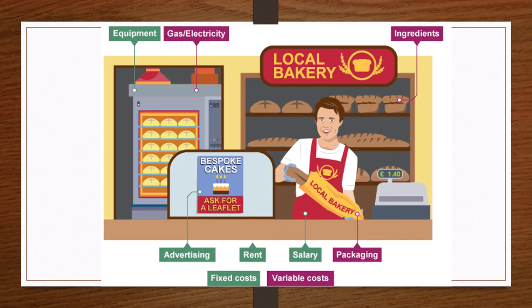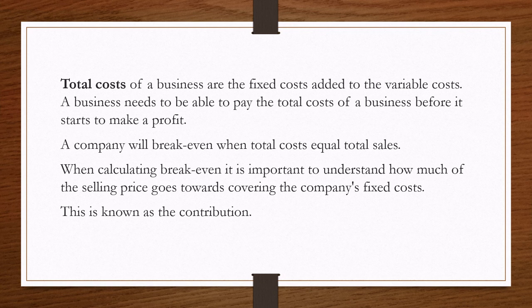This picture shows the fixed costs and variable costs for a local bakery. The items in the green are the fixed costs for equipment, advertising, rent, and salary. The variable costs are gas and electricity, ingredients, and packaging. Total costs of a business are the fixed costs added to the variable costs. A business needs to be able to pay the total costs of a business before it starts to make a profit. A company will break even when total costs equal the total sales.